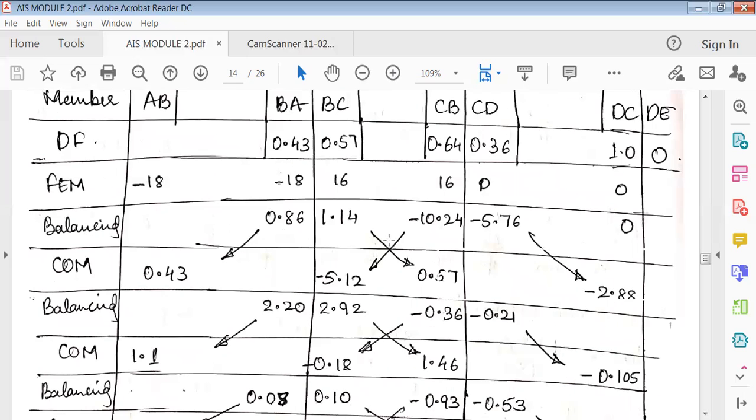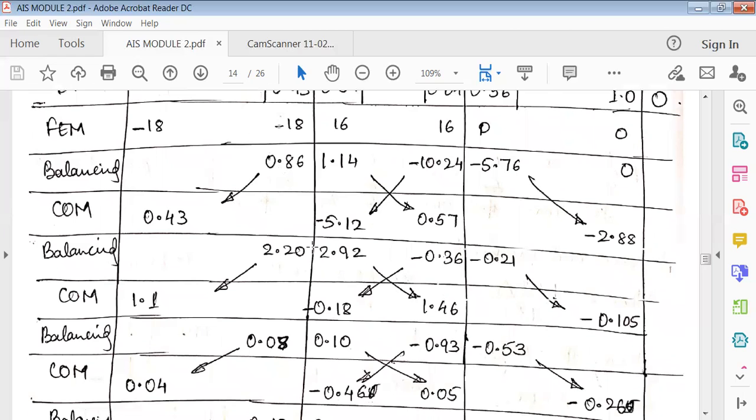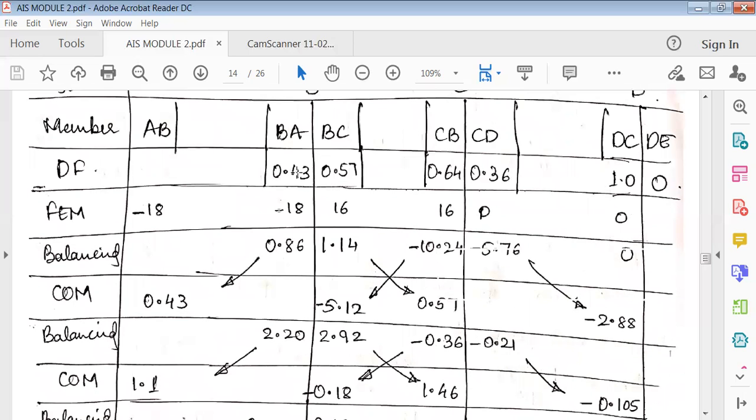As usual, go on transferring here. CD also it is transferred, though it is a simply supported end, because to balance this DE moment it goes on transferring. So here also once you balance this, transfer half of the load. Half of this is here, half of this is here. Next is balancing. Again at this joint balance, so it is minus 5.12. Then change the sign, so it becomes plus, into 0.43, into 0.57.